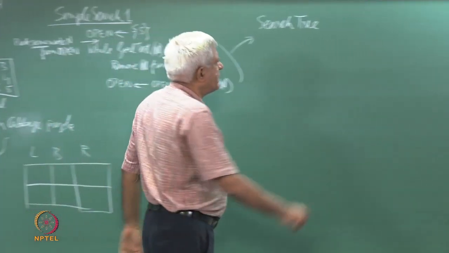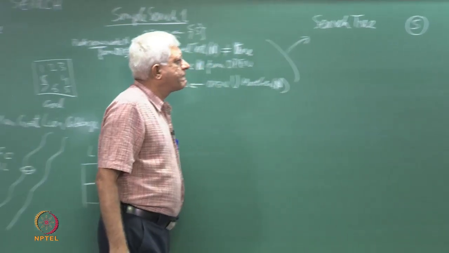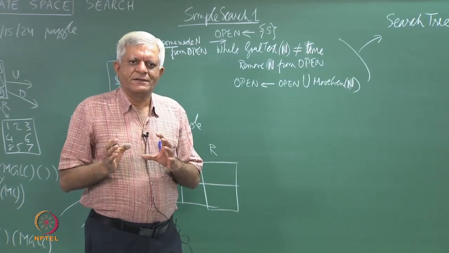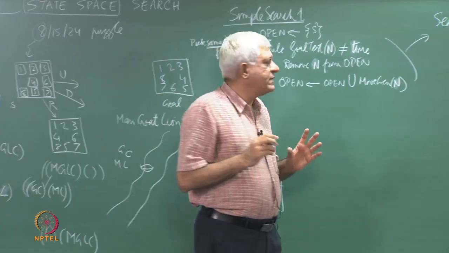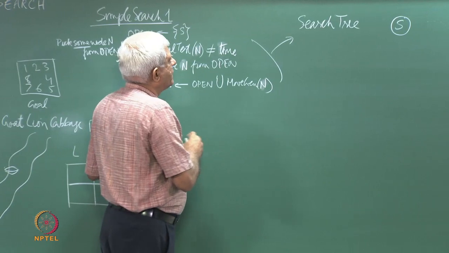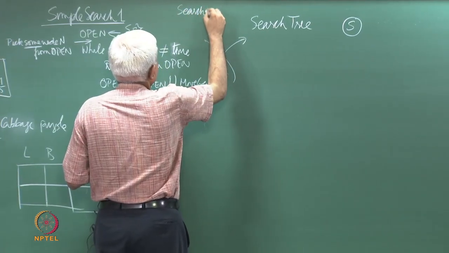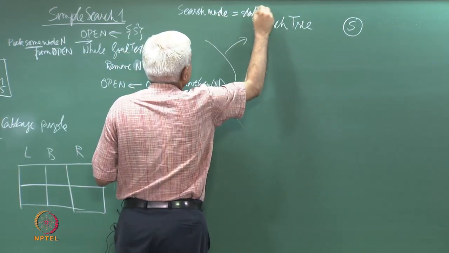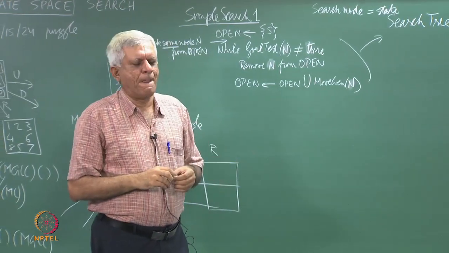And so, what is the search tree we are generating? We start with the start node S. So, we will use state and node interchangeably, at least for now. So, search node is equal to state, the same representation. We will move away from this in a moment.